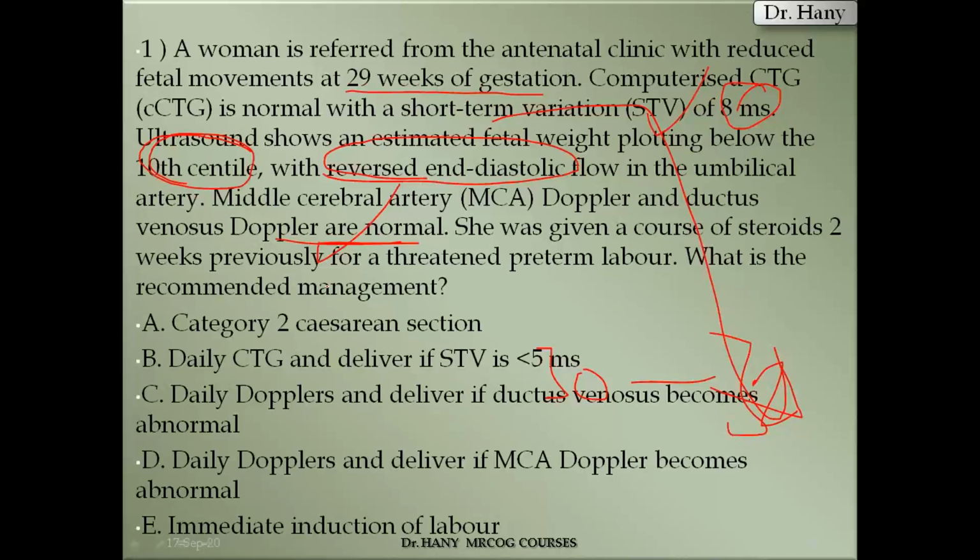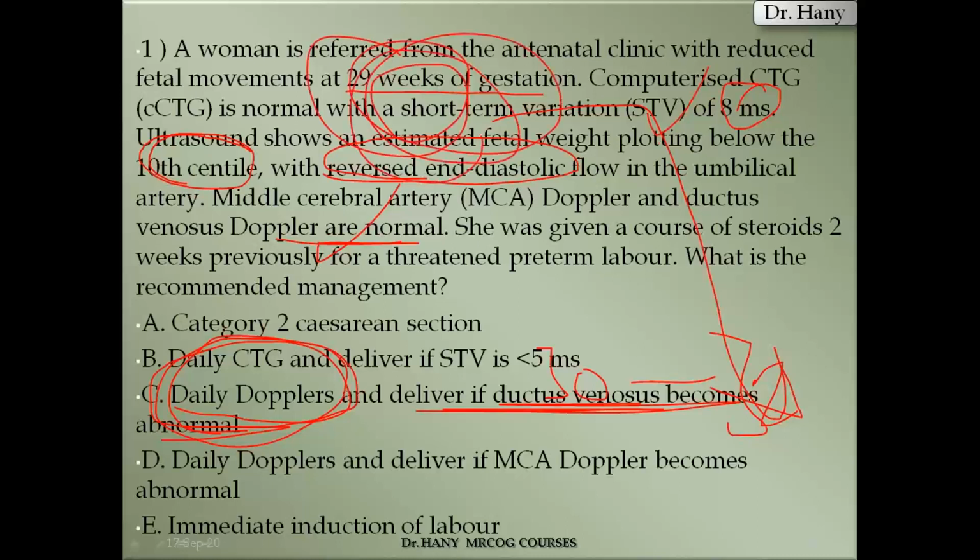What will you do for this woman? C, sir. C. C. Till DV becomes abnormal, I will do daily ductus venosus Doppler and umbilical artery Doppler and deliver if the ductus venosus Doppler becomes abnormal, and even I will think to deliver here after 1 week.